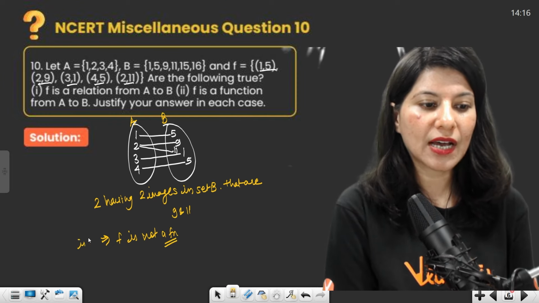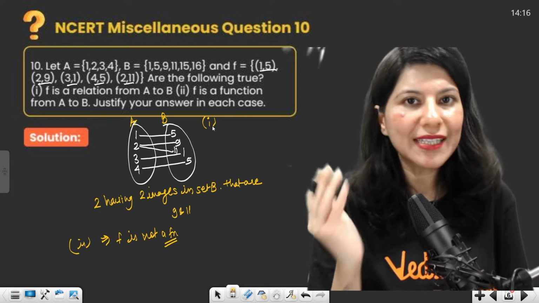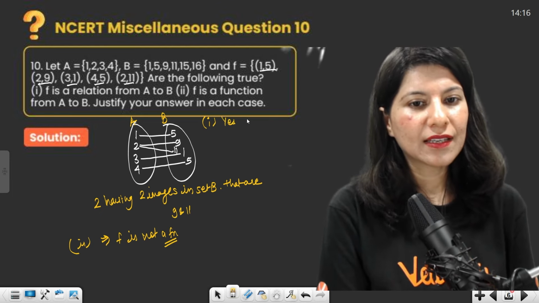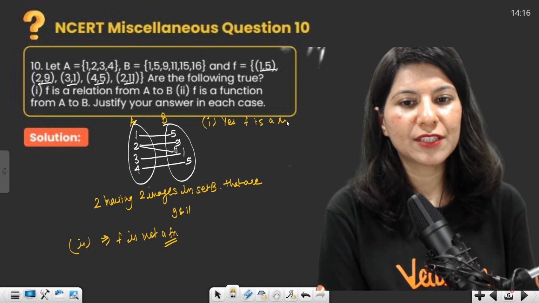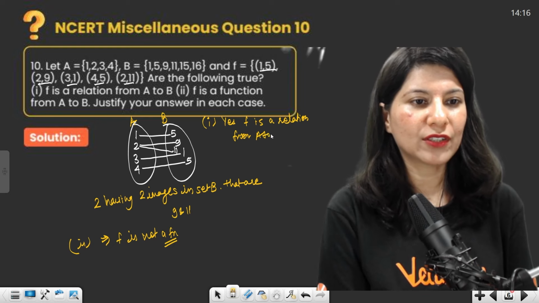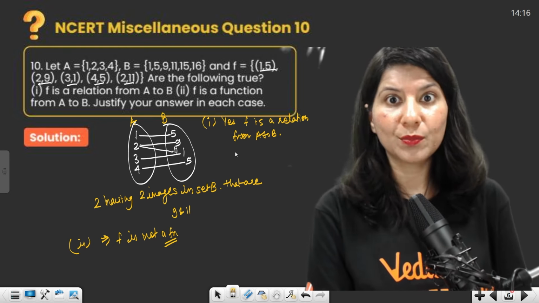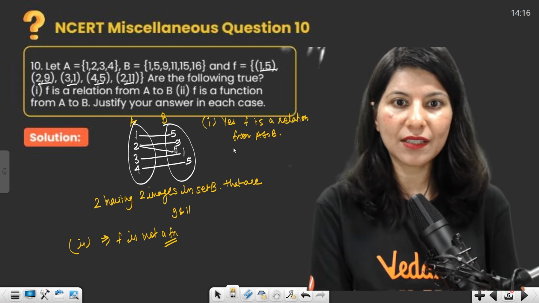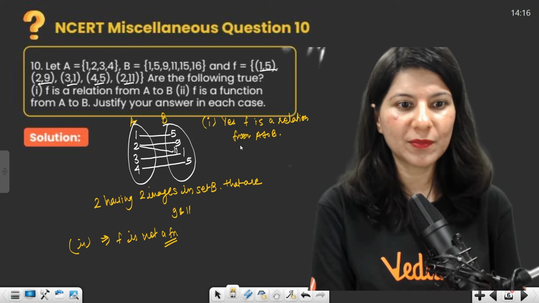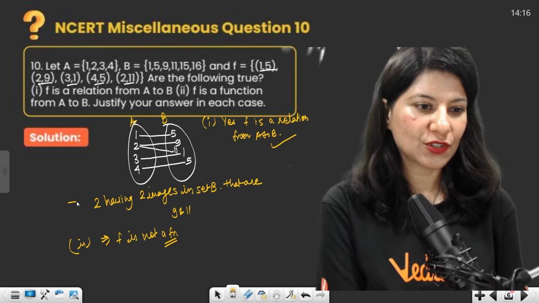Okay, second part ka, the answer for the second part. What about the first part? First part mein, to become a relation, there is no such criteria. So F is a relation from A to B. Yes, F is a relation from A to B. This is not an issue. Justify: because there is no such criteria to fit in the relation. Basically, the criteria is just that ordered pairs should be there. So ordered pairs are already there. This is my justification. And here, the justification given: not a function.